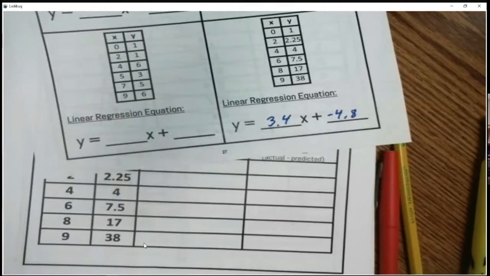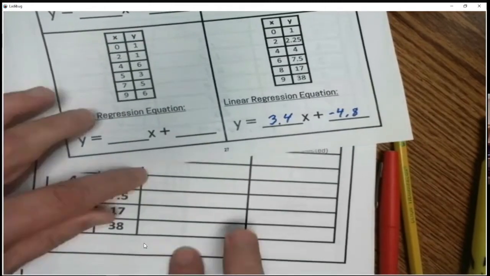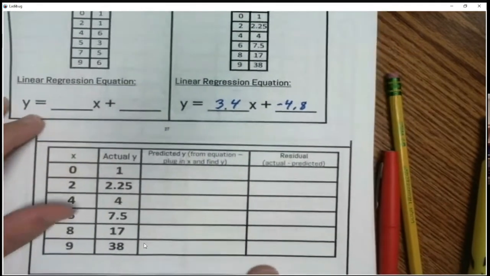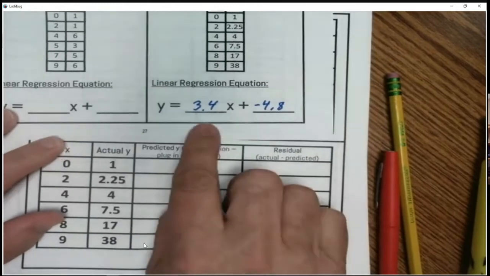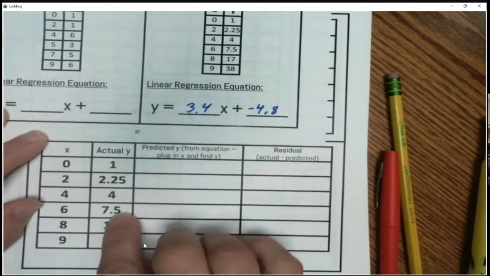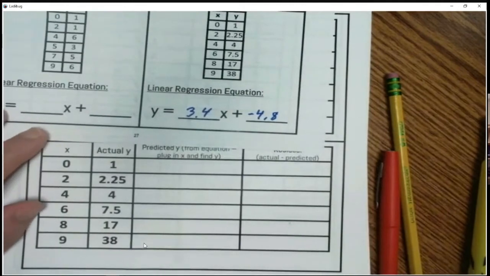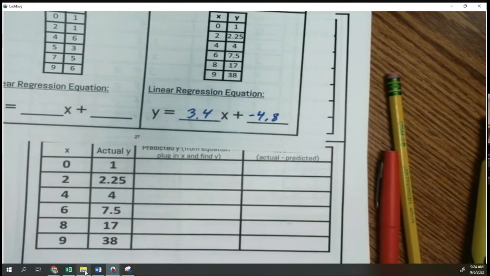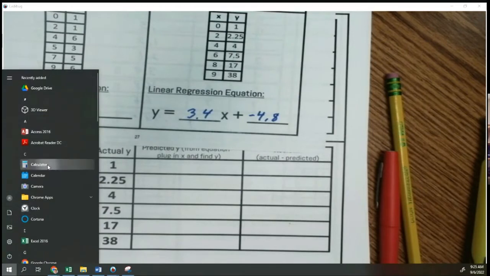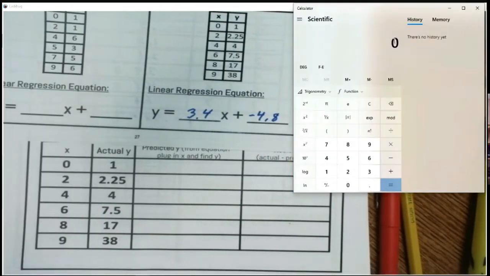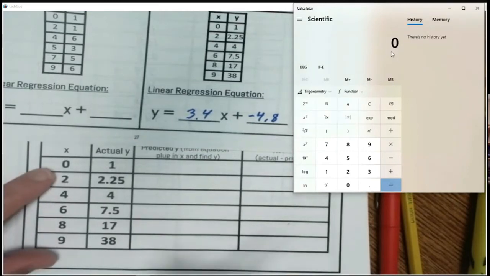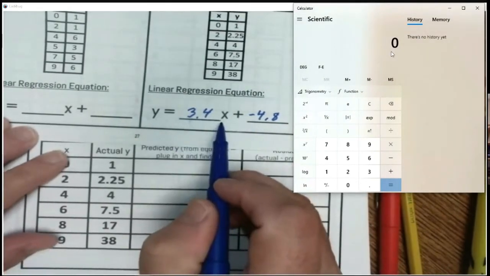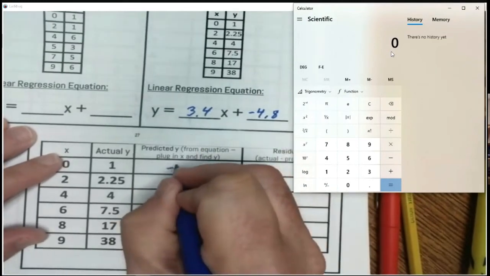So doing that, and then going to our second page here, the predicted Y using this equation. And that's the same data, making sure I have the right chart there. Let's look at our predicted Y on that. So getting our calculator back up here. I closed the calculator. Let me reopen it. All right. Well, the first one's when x equals 0. So we can do that one really easy because 3.4 times 0 is 0. So it just leaves us with negative 4.8.